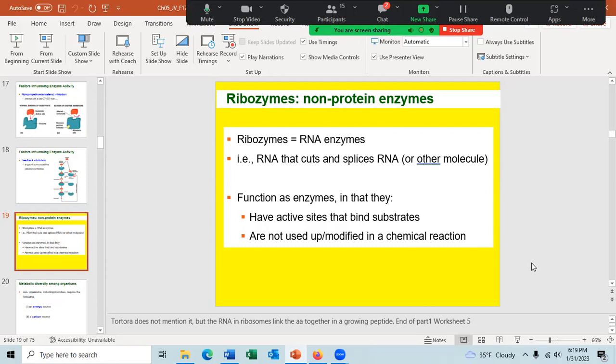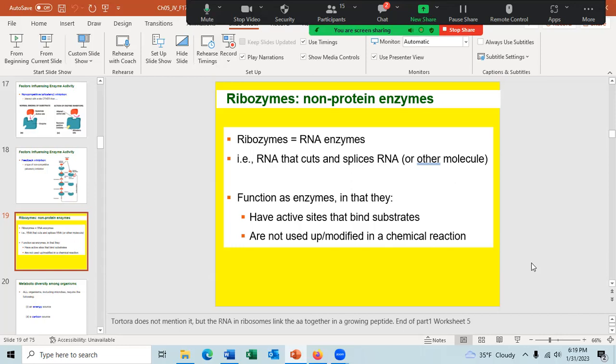They do not have protein in them. And they have a special name for these non-protein enzymes. They call them ribozymes. They are an enzyme. For example, a ribozyme, which is an RNA enzyme, can cut and splice RNA, as well as other molecules. And so it's acting like an enzyme.